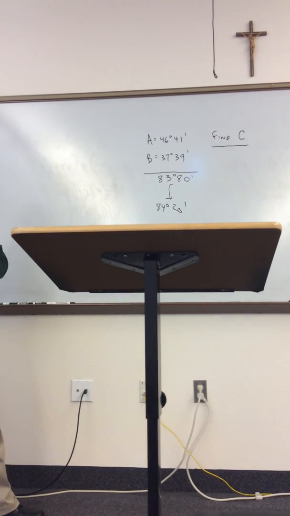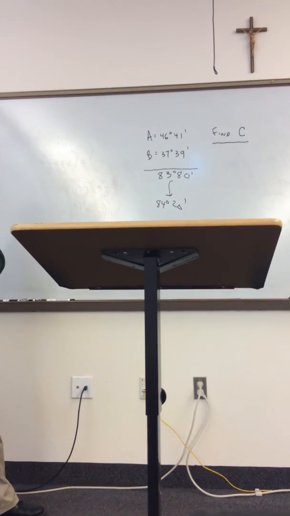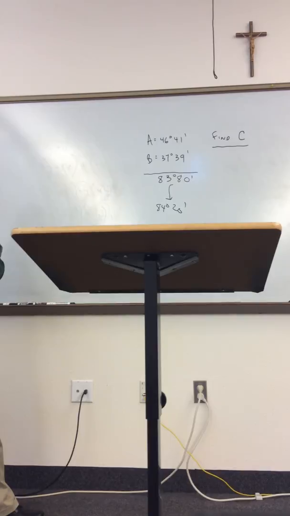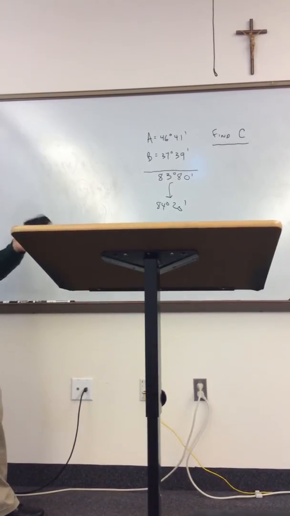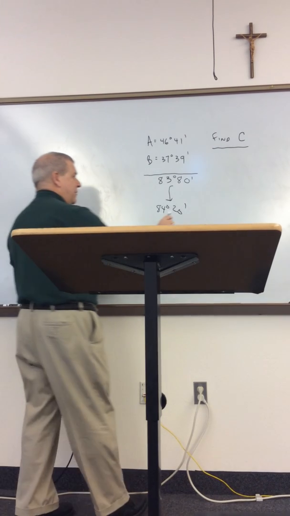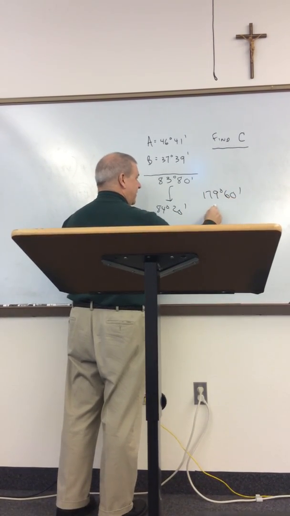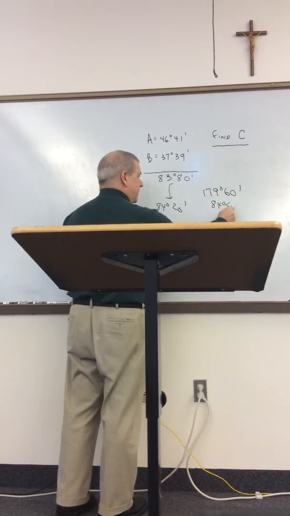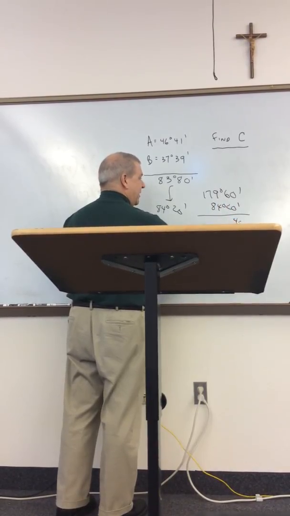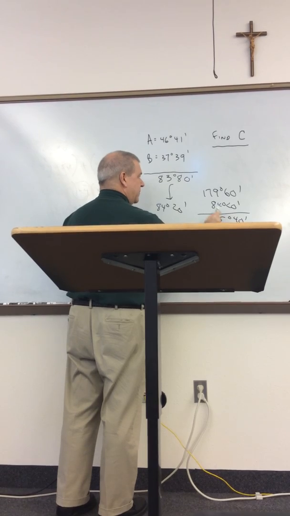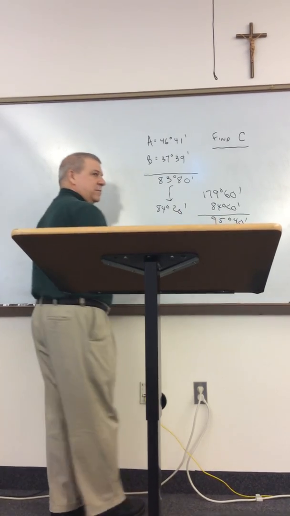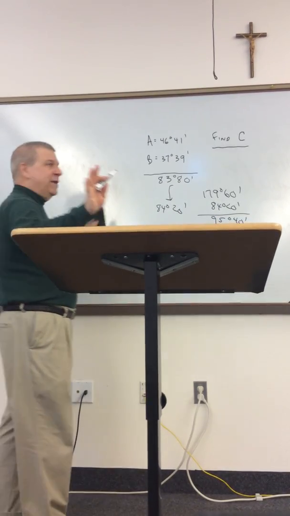And then what would you do to find C? What would you subtract from? You gotta remember something here. I'm reviewing this because it's gonna come up in homework. Nick? 179 degrees, 60 minutes. Yeah, you would write that as 179.60 so that you could subtract your minutes like so. Okay? So you got that for the minutes.